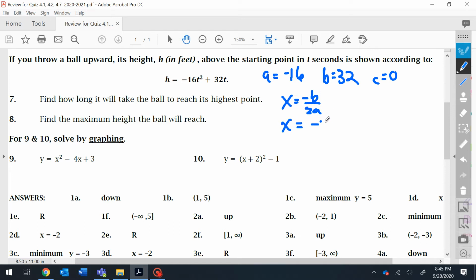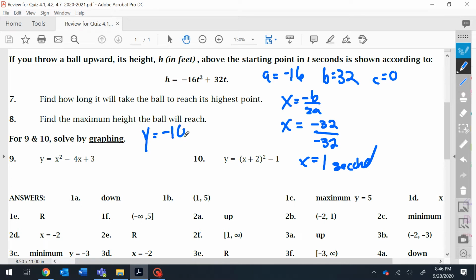So it's negative 32 over 2a, so negative 32. So it's going to take 1 second for it to reach its highest point. It's going to take 1 second to reach the vertex. Now if I want to find the actual maximum height, I have to substitute the 1 second into the equation.